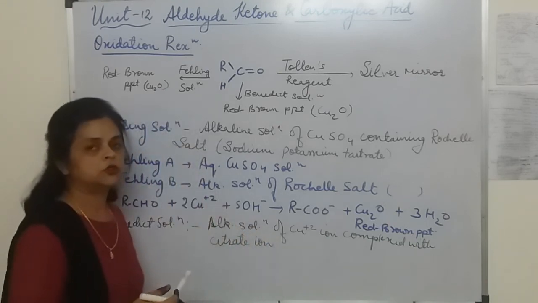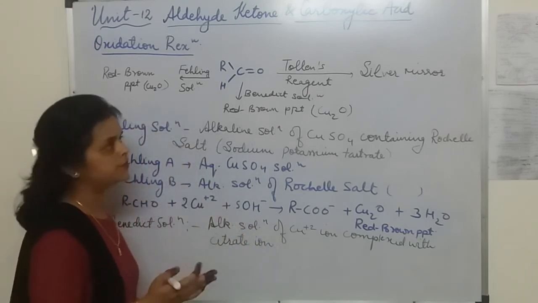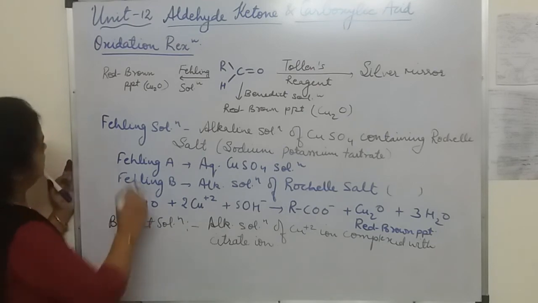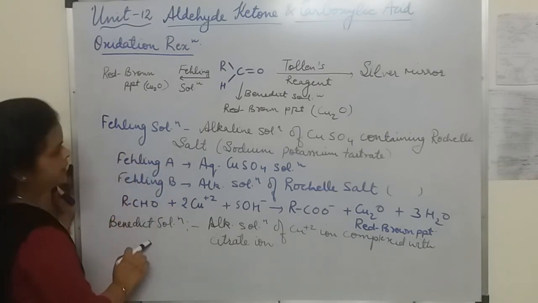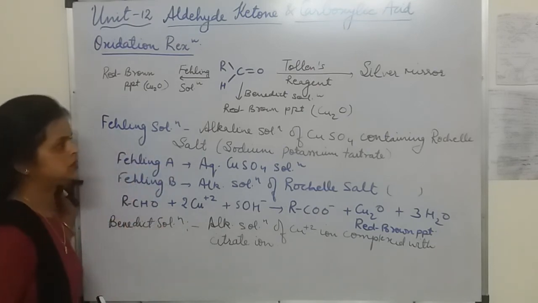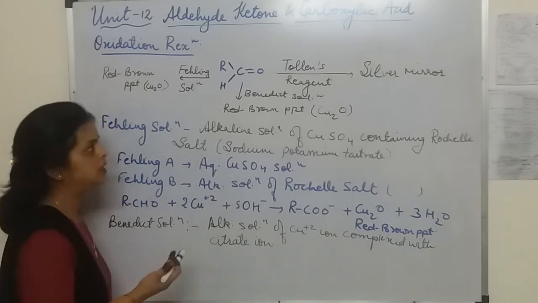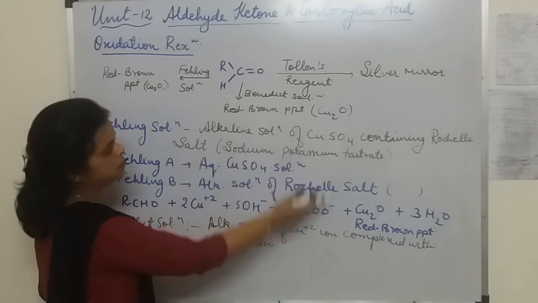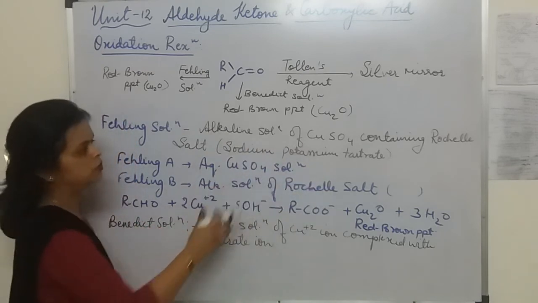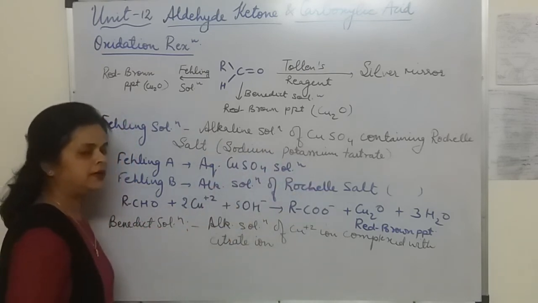Students, do the oxidation reactions very carefully, because it will also be useful in practicals. What is Fehling solution, what is Benedict solution, and what is Tollens reagent, you should know their formulas and how they oxidize the aldehyde to carboxylic acid, and you should know how to write it in the form of reactions.